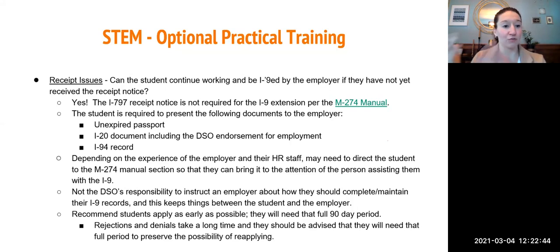And they bring that to the employer for purposes of receiving the I-9 extension for the 180-day period while the STEM is pending and after the 12-month period of OPT has expired.